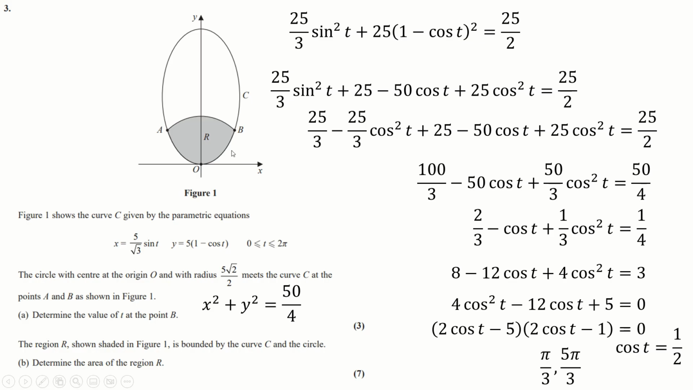Now, which one is the one for the point at B? Well, B has a positive x coordinate and a positive y coordinate. If you put sine of 5 pi over 3 in here, you'll get a negative number because sine goes up, and then it's negative for all of the second half. So this has got to be the pi over 3 version. So t is pi over 3, I think, is the right answer.